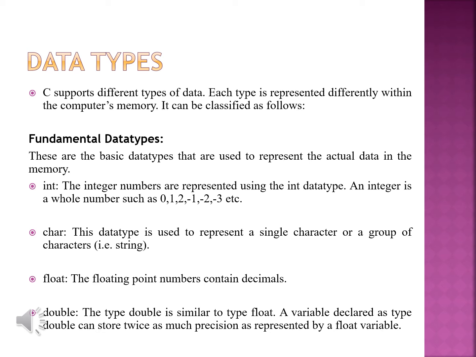Another one is char. This type is used to represent a single character or group of characters, that is string. Next one is float. The floating point numbers contain decimals. And double. The type double is similar to type float. A variable declared as type double can store twice as much precision as represented by a float variable.